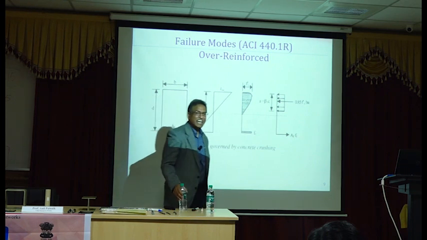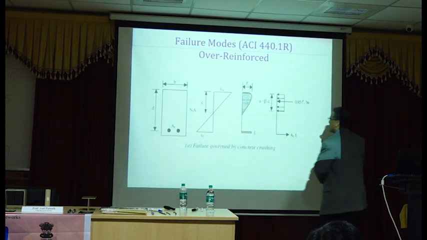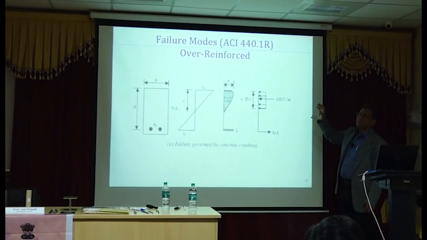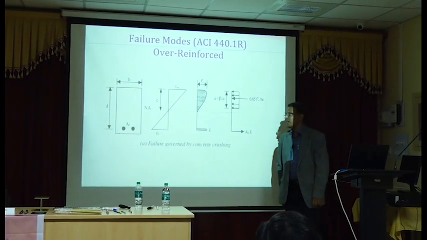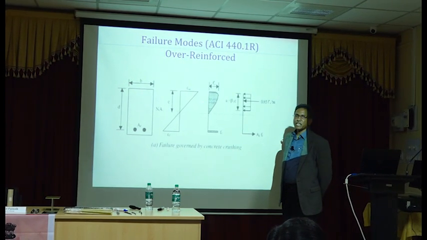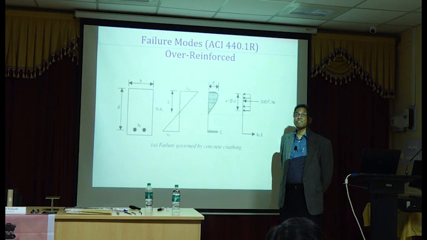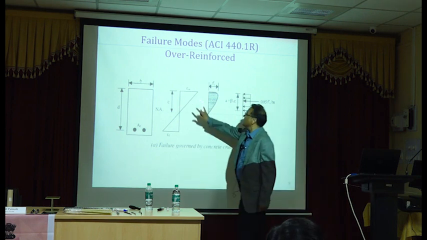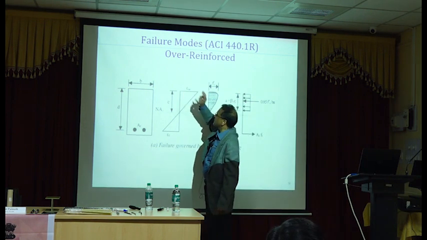Okay, that means I did not explain very well. I will explain it again. So this is an over reinforced condition. What is the meaning of over reinforced condition? In over reinforced condition, the failure is by crushing of concrete. So this strain will be 0.003.